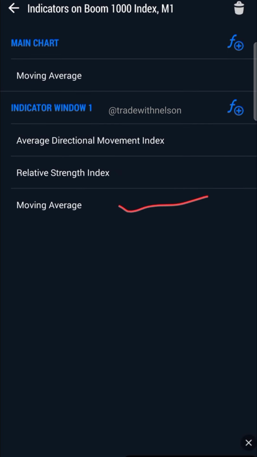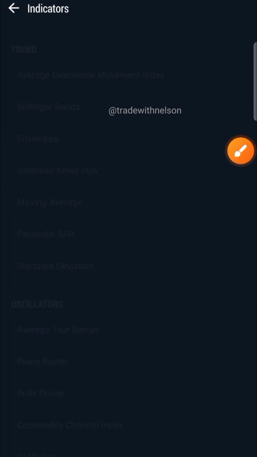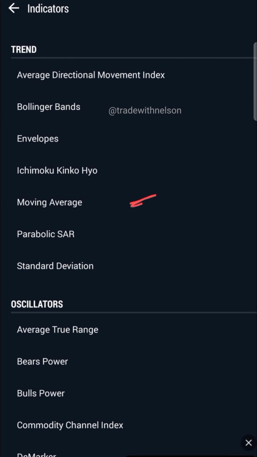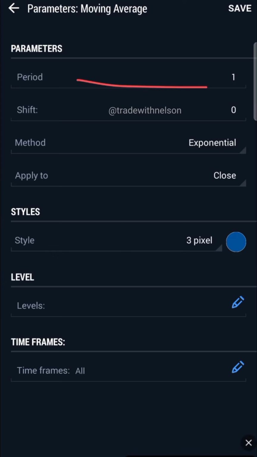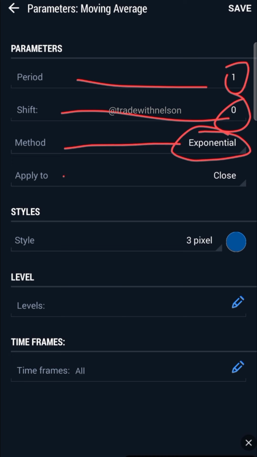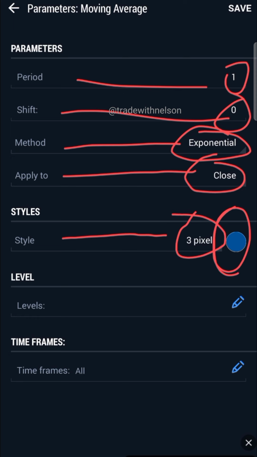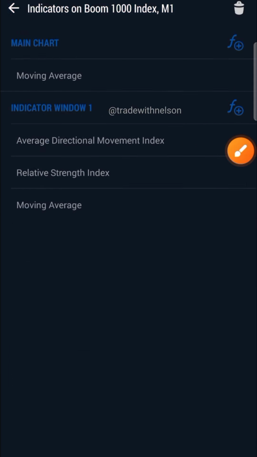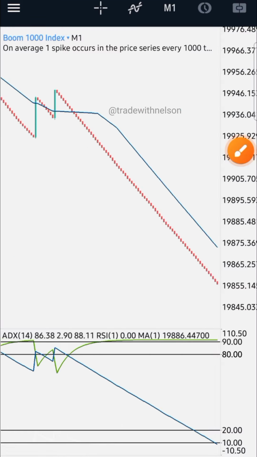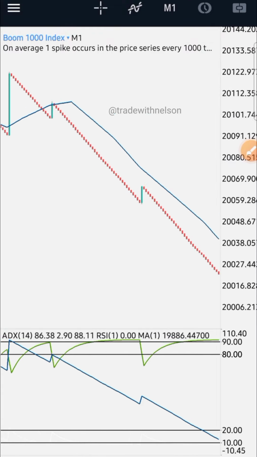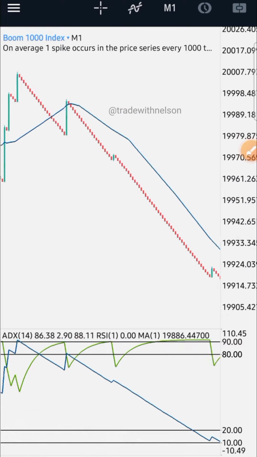To select the third indicator, click on this F icon of the indicators window. Then this is the moving average. If you click on that, make the period 1, shift 0, method exponential, apply to close, style 3 pixels, select a color of your choice, but here I am using blue, then click on save. If you follow my settings correctly, your chart should look exactly as what you see over here.